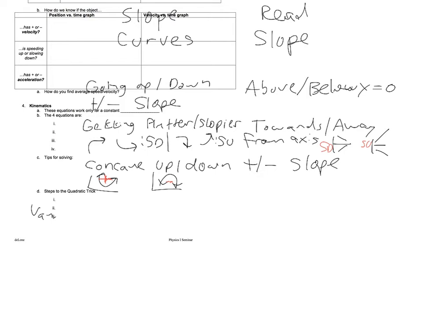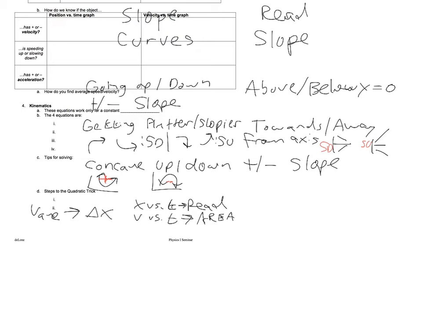So for average velocity, we need displacement. So we need to find the change in position. On a position versus time graph, we're going to read the beginning and the end of our graph and find out what our change in position is. And on a velocity versus time graph, we're simply going to find that area, and that area is the change in the position or the displacement.